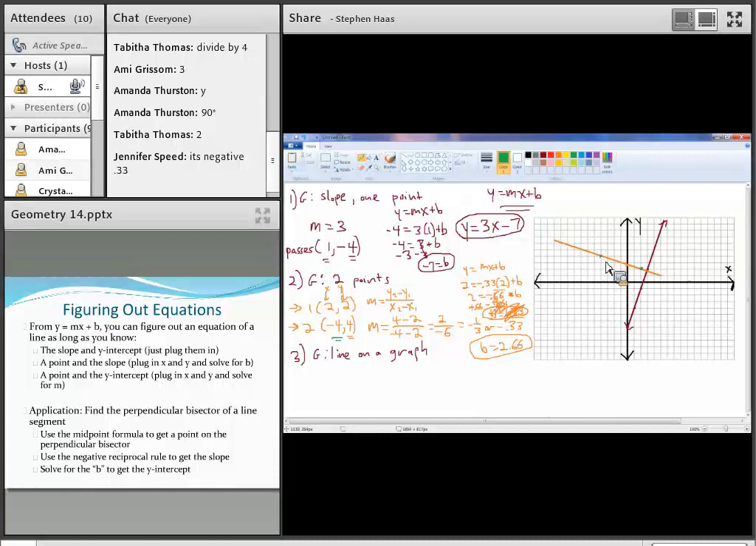Both points, of course, are on the line, as both points have to be from the line. Now let's just take a line and work backwards to create the equation.